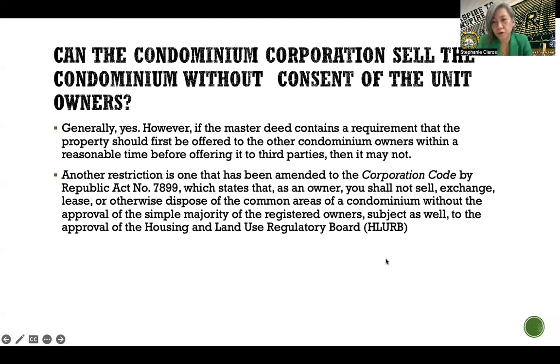So can a condominium corporation sell the condominium without consent of the unit owners? So generally, yes. The master deed contains a requirement that the property should first be offered to the other condominium owners within a reasonable time before offering it to third parties.